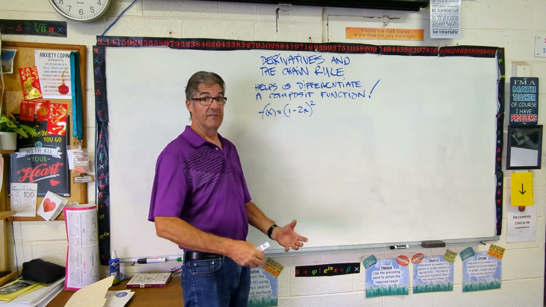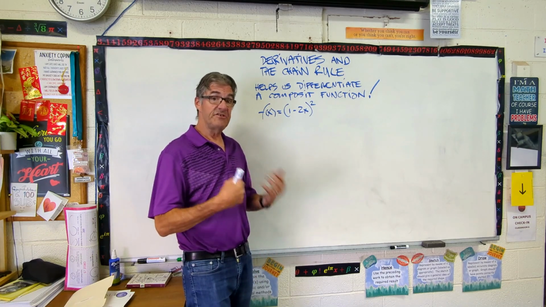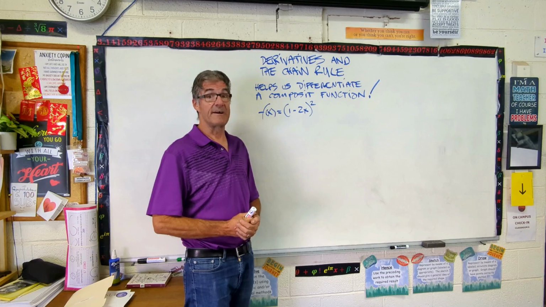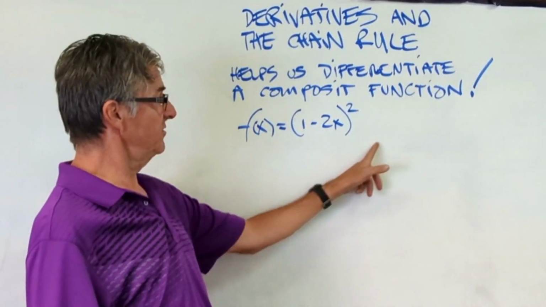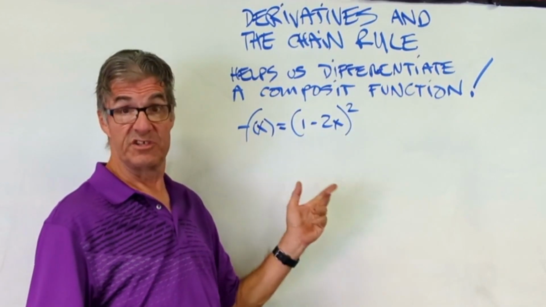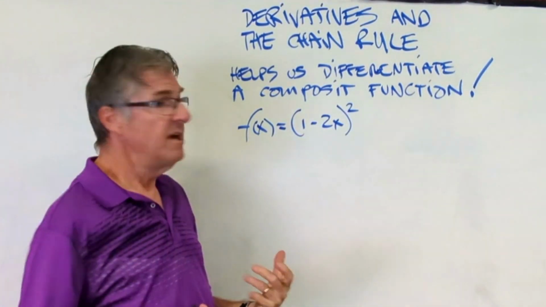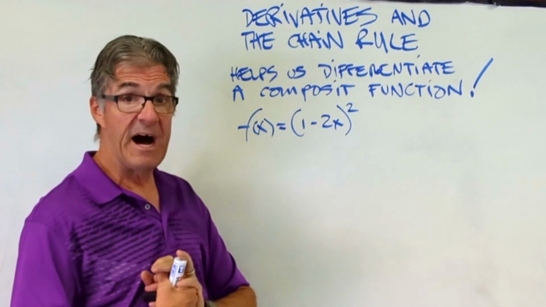Today's topic covers the chain rule. Now this is a rule that we use to differentiate composite functions. So let's check one of those out. Here we have 2 different functions. It's all put together in one, but it's written in a sort of a composite way.